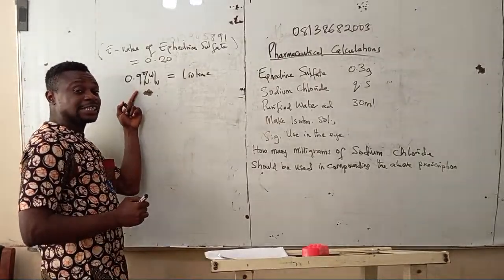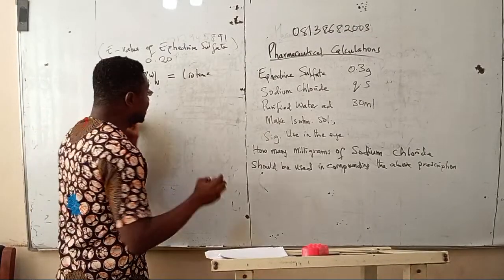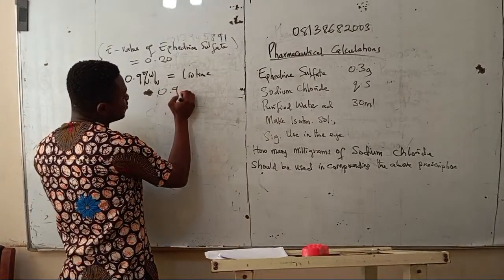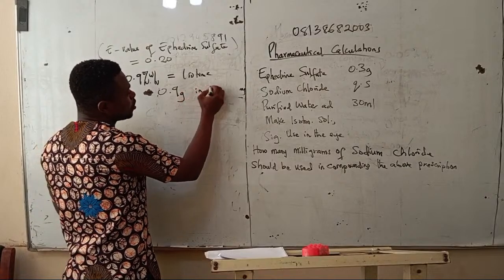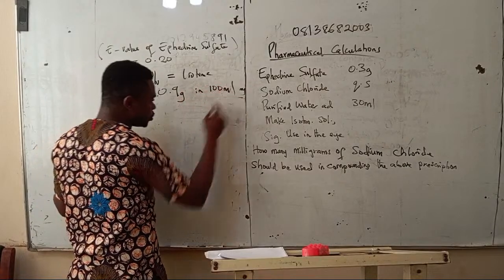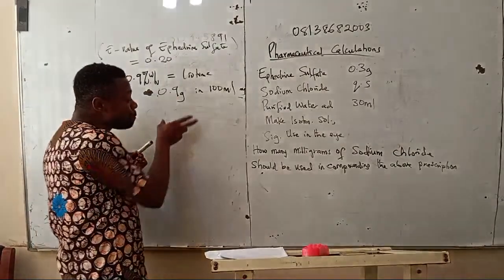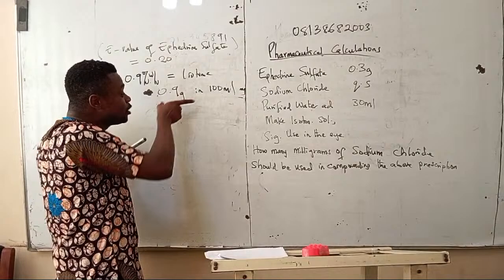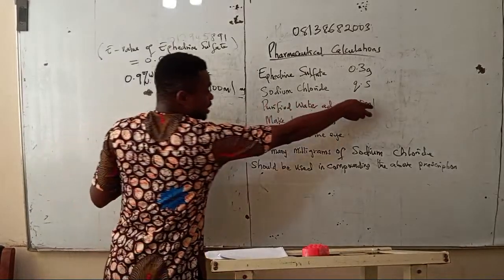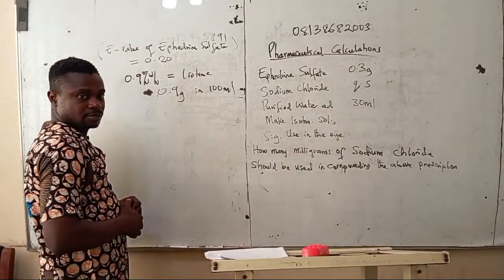Remember the meaning of 0.9% weight in volume. It means 0.9 gram of sodium chloride in what? 100 ml solution. For us to be able to compare these two, we need to reduce this to 30 ml solution.